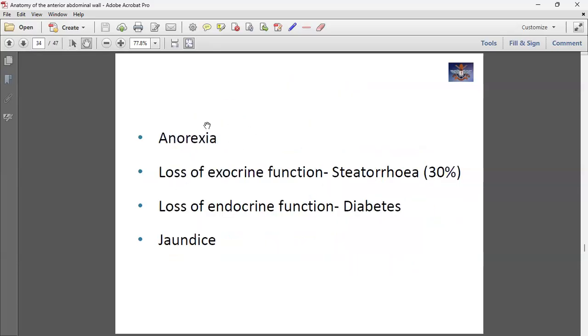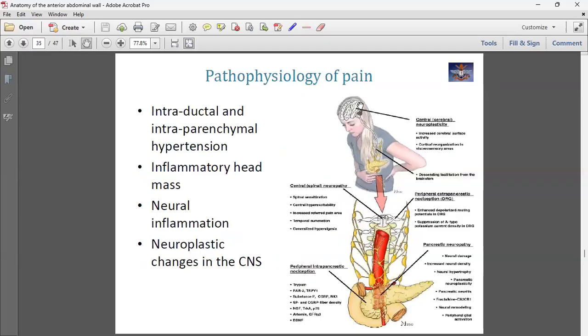And these are the other associated general symptoms of chronic pancreatitis. So diabetes, steatorrhea, jaundice, because chronic inflammation, since the structures are so close together, can impinge on the biliary tract. Okay? Pathophysiology of the pain, these are good to know. Good to know stuff. So I'm not going into detail. Okay? These are like extra stuff.